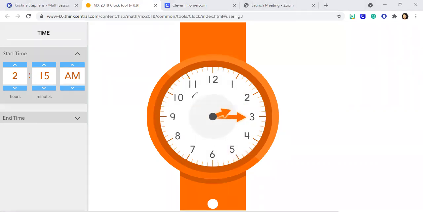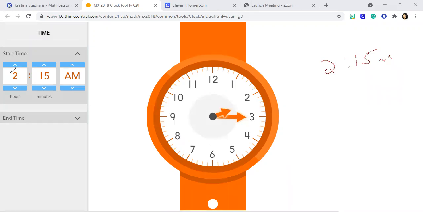So if our time is 1 hour and 55 minutes, we can look to see that the hour hand is in between the 2 and the 3. Now, they're giving it to us. So 2:15 a.m. is where we're starting, and we're going to go forward 1 whole hour and 55 minutes.